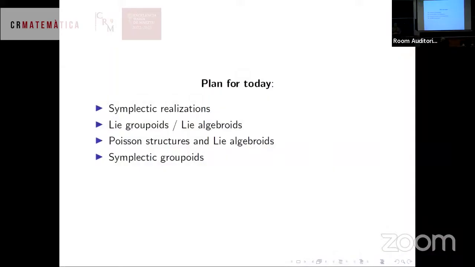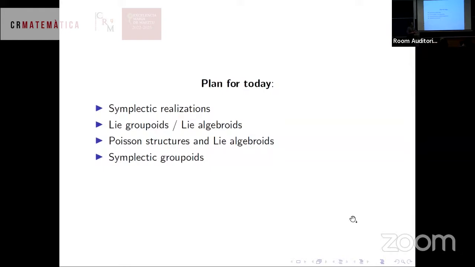So basically, there are two historical motivations to consider Lie groupoids in connection with Poisson geometry. One has to do with quantization, and the other one with the symplectic realization problem. And I will follow the second path. So I'll explain a bit what symplectic realizations are and some classical problems, some recent progress. And this will lead us to groupoids and algebroids. So I'll briefly remind you of what these objects are.